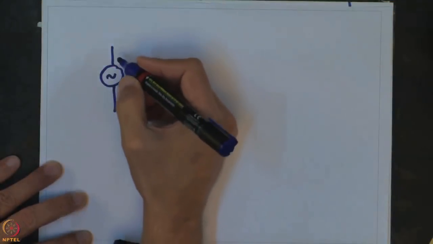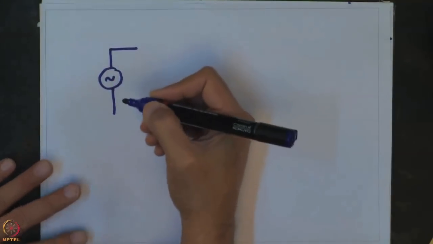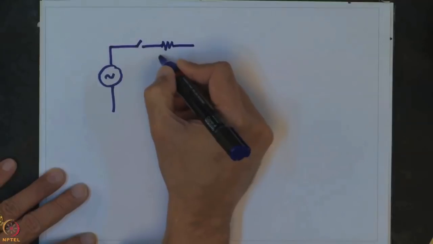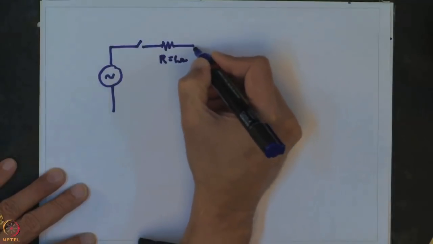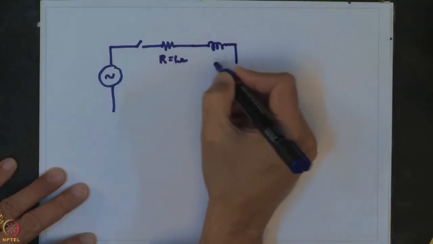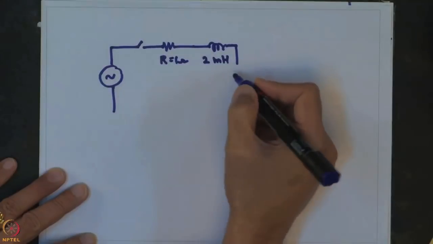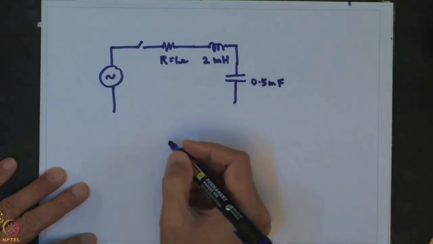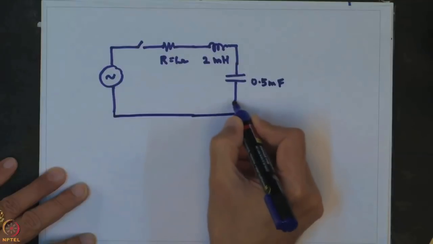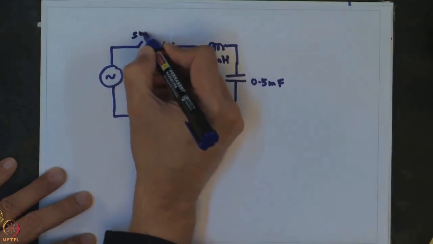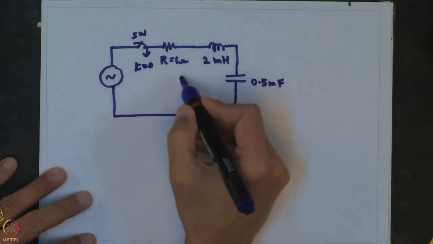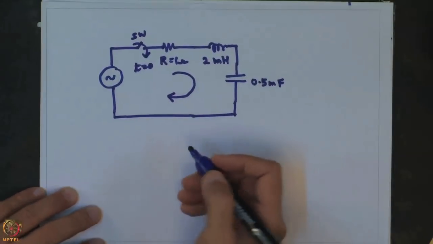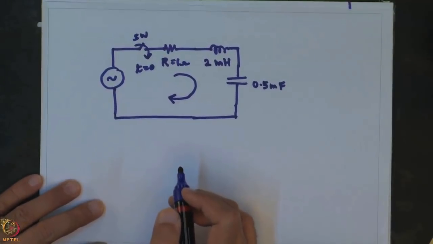So the AC source or the forcing function is supplying, through a switch, a network that consists of R equal to 1 ohm, an inductor which is 2 millihenry, and a capacitor which is 0.5 millifarad. Now when the switch is closed at t equal to 0, a current results in this network. We are interested in determining the complete response of this current, that is for all time after the switch SW has been closed.